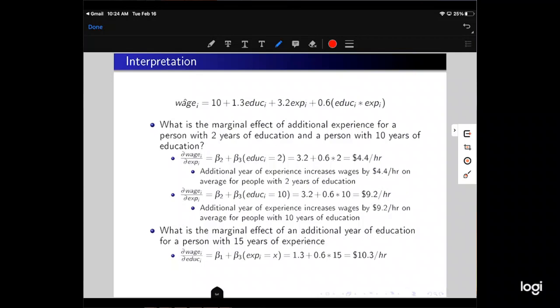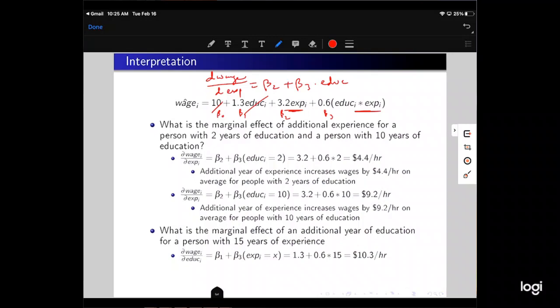Let's look at the interpretation here. So what is the marginal effect of additional experience for a person with 2 years of education and a person with 10 years of education? So first of all, what's the marginal effect of experience? Where does experience show up in this equation? It shows up here and it shows up here. So if we take the derivative of wages with respect to experience, what are we going to get? The intercept drops out because it's not multiplied by experience. Education drops out because it's not multiplied by experience. Remember, these are beta 0 plus beta 1, this is beta 2, and this is beta 3. So we get beta 2, we're just left with what's multiplied by experience, and then we get beta 3 times education. So that's the marginal effect of experience on wages.